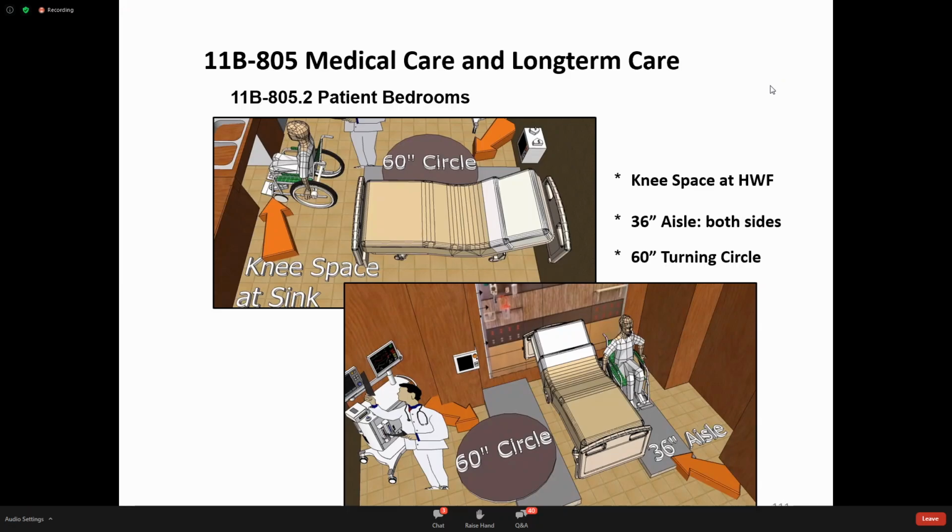Now there's a dozen other things you need to do. You have to provide door clearances, the toilet room has to meet toilet room requirements and so on. But this is the healthcare specific stuff.